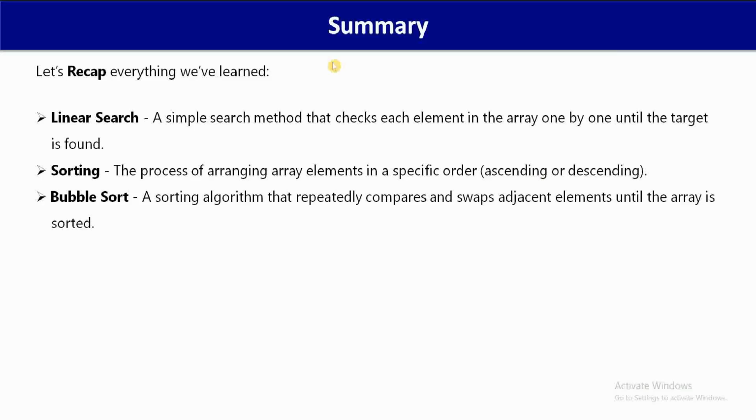Next we have today's summary. So let's revise what we learned today. First one is linear search, a simple search method that checks each element in the array one by one until the target is found. So linear search we studied about. This is a simple search.